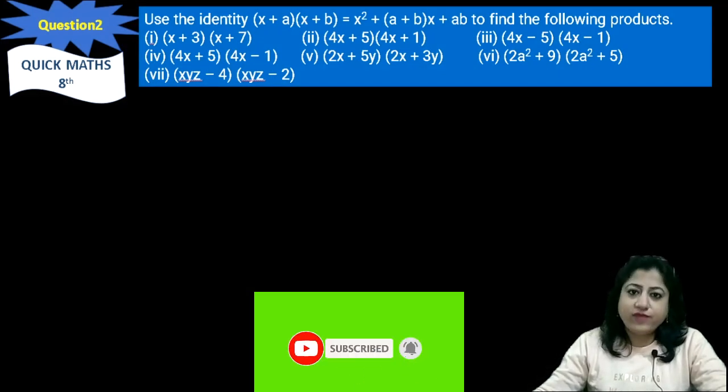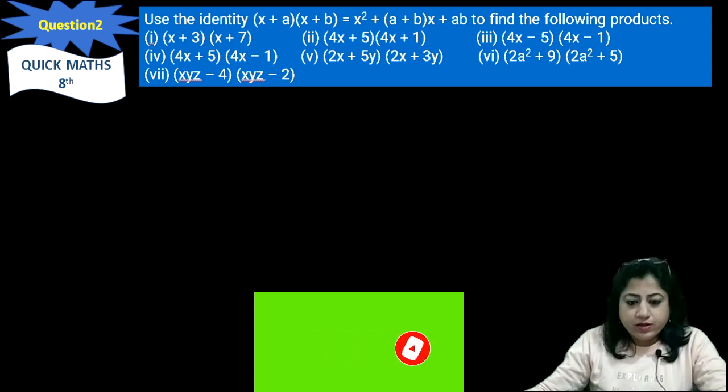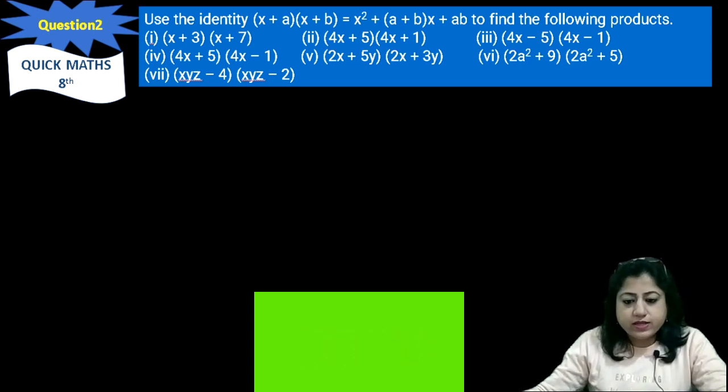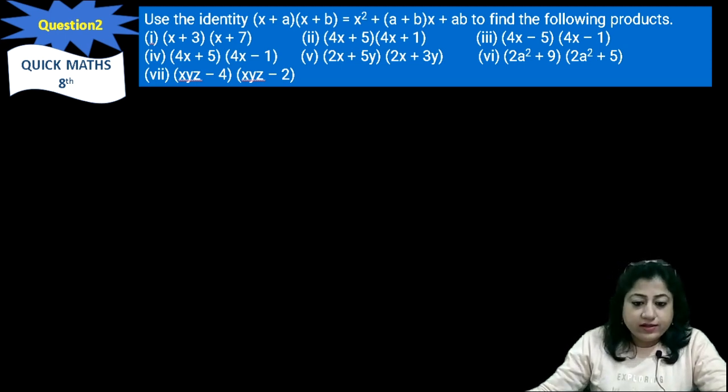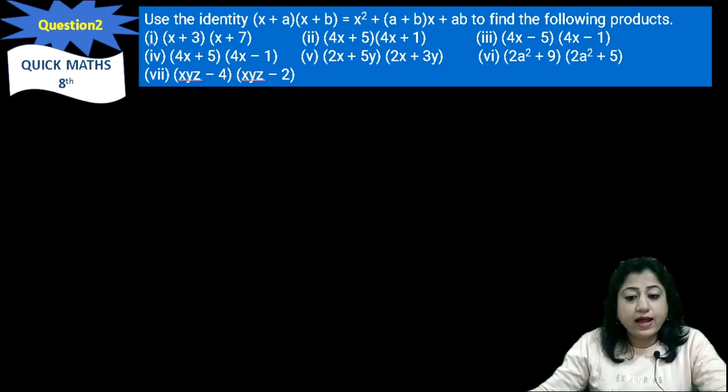Exercise 9.5, question number 2. Use the identity (x plus a)(x plus b) equals x square plus (a plus b)x plus ab to find the following products. We have to find the product of all these 7 parts, while using the identity.